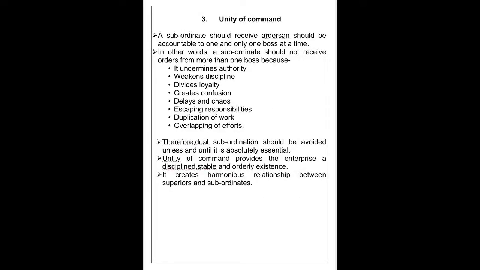The third principle of management is unity of command. It states that every individual should receive orders from only one superior and report directly to only one superior. Unity of command, therefore, is security against confusion. Therefore, dual subordination should definitely be avoided unless it is absolutely essential. Unity of command keeps the enterprise disciplined, stable, and ensures orderly existence. It also creates a harmonious relationship between superiors and subordinates.